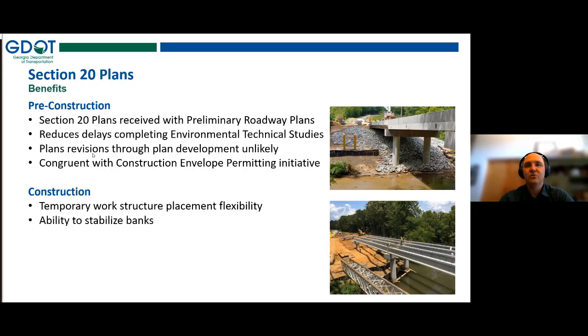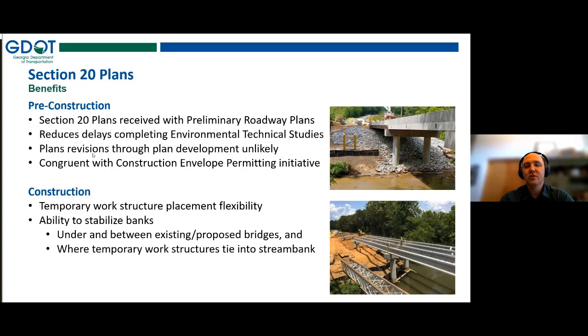You also have the ability to quickly, efficiently, and without going through environmental, stabilize those banks. So if you do have an unanticipated destabilization of any of those stream banks, whether it's a cofferdam that kind of pushes the water flow out and erodes that stream bank, whether it's where you have a tie-in, you'll be able to do that. And you're going to be able to do that between the existing and proposed bridges. And you're also going to be able to do that out to where you have those temporary work structures tying into the stream bank.